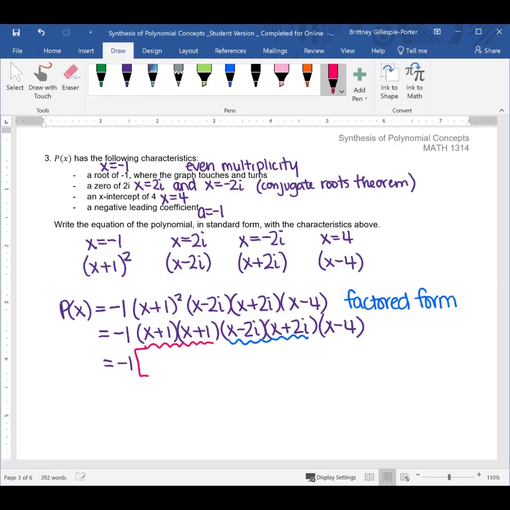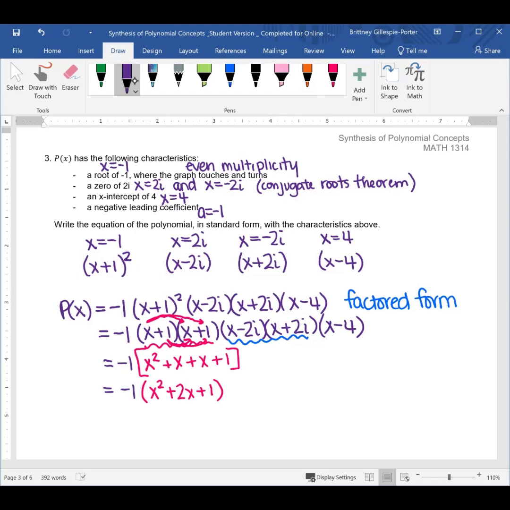Starting with the x plus 1, I'm going to do that in pink. I'm going to color code. x times x gets us x squared. x times 1 gets us positive 1x, or x. 1 times x gets us another x, and 1 times 1 gets us plus 1. Simplifying, I have x squared plus 2x plus 1. Dragging my -1 down.